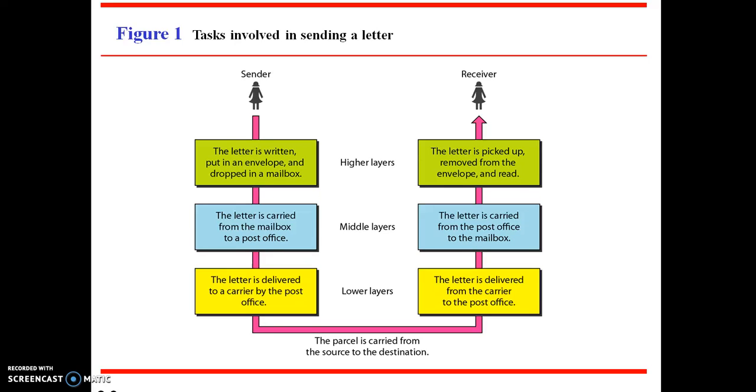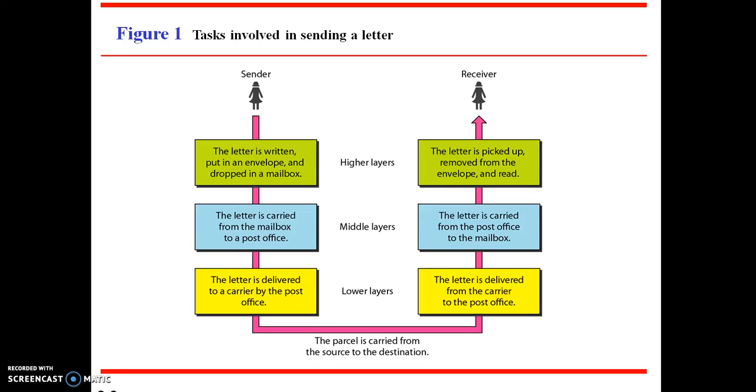From the post office to the post box, the postman will carry the information. The letter is carried from the post office to the mailbox. Then from the mailbox the letter is picked up by the receiver, the person with whom we want to communicate. The letter is picked up, removed from the envelope and the information is read. This is all involved in a task called layers.